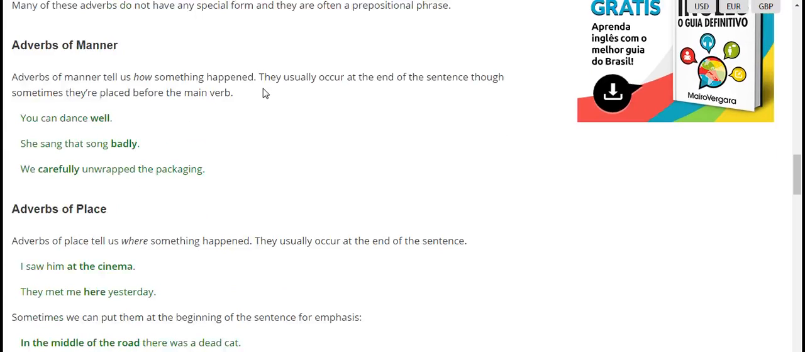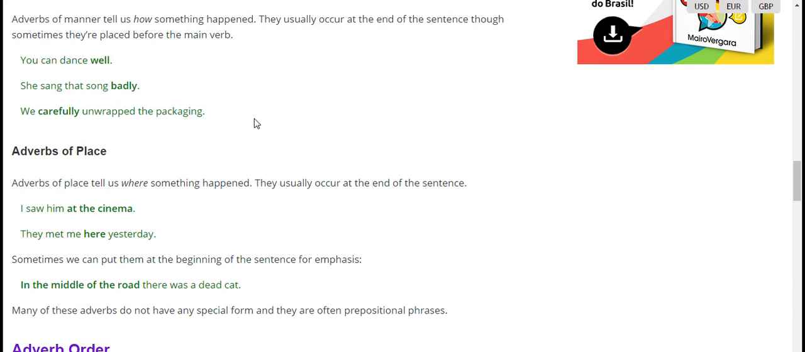Adverbs of manner. Adverbs of manner tell how something happened. They usually occur at the end of a sentence, or sometimes before the main verb. You can dance well. She sang that song badly. We were careful. They packed rapidly.